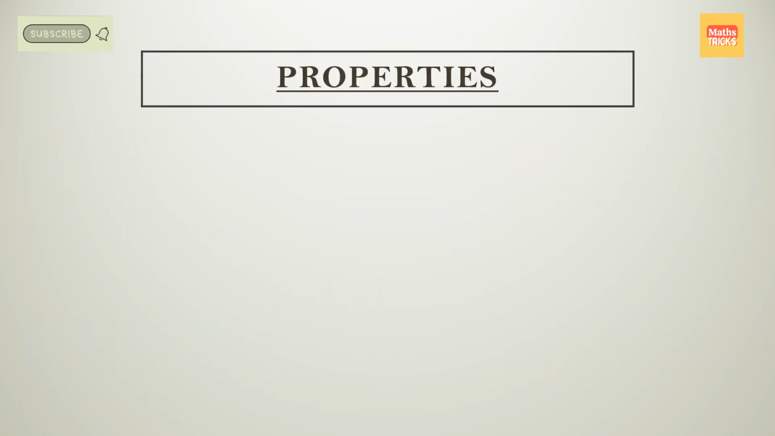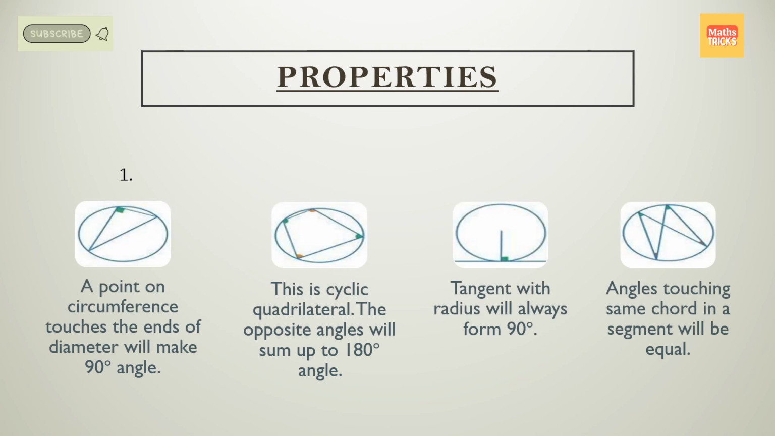Now let's look at some properties. Property number 1. The angle at the circumference touching the ends of the diameter will make 90 degrees. Property number 2. The cyclic quadrilateral has 4 points on the circumference of the circle, not inside the circle but on the circumference, and its opposite angles will always sum up to 180 degrees.